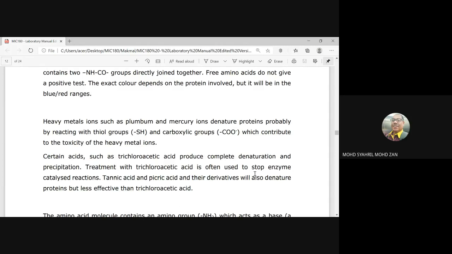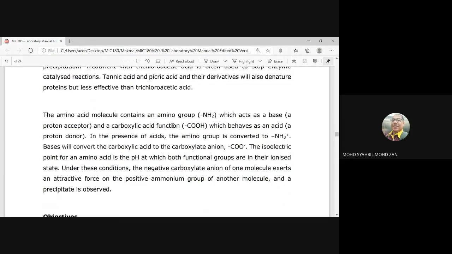Alright. So the amino acid molecule contains an amino group, which is NH2, which has a base. What is the meaning of base? A proton acceptor. And the carboxylic acid function is COOH, which behaves as an acid, a proton donor. So in the presence of acid, the amino group is converted to NH3+. Bases will convert the carboxylic acid to a carboxylate anion. Kenapa carboxylate anion? Sebab COO negatif tu. Itu dikenali sebagai carboxylate anion.